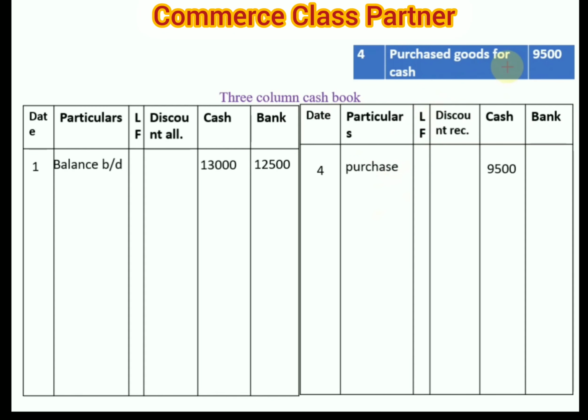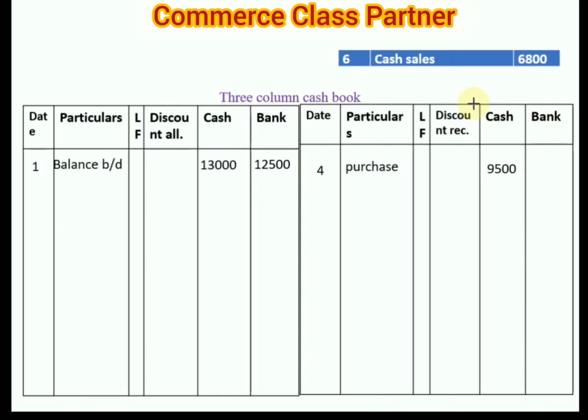The amount should be given in the cash amount column because we have purchased goods for cash. We have paid cash. It does not affect the bank balance. We have paid cash, so it should be given on the cash column.